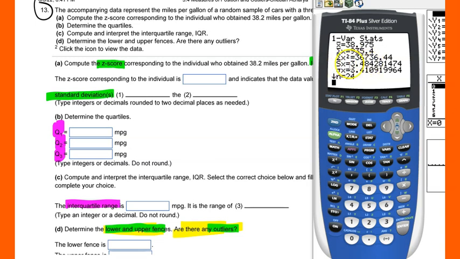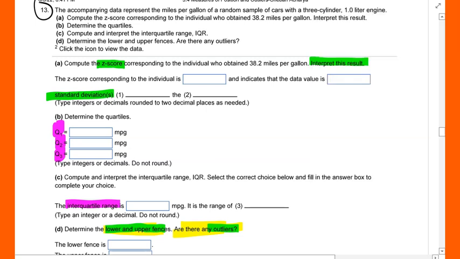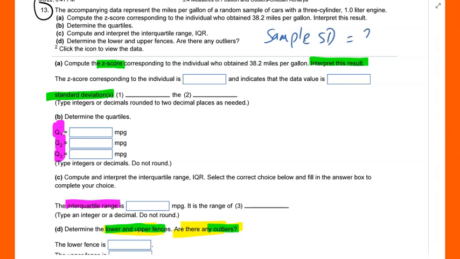Remember, this is the sample standard deviation, and let me write it down for you. It's 3.48. Therefore, sample standard deviation equals 3.48. I'm going to use that because this is the sample data. You see that, sample data.